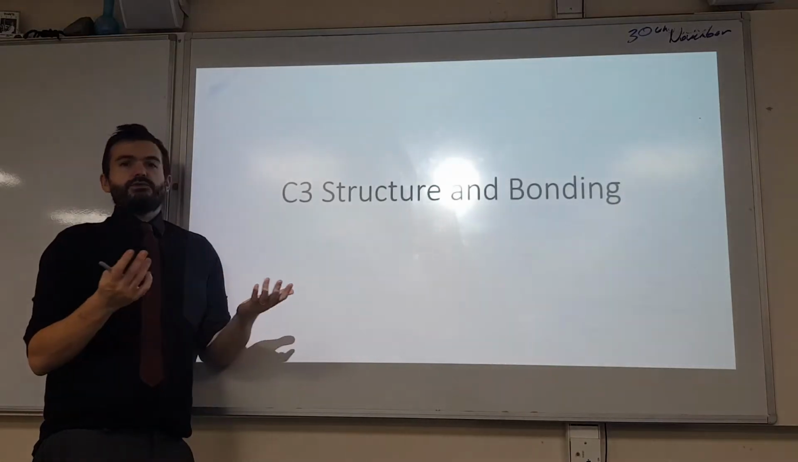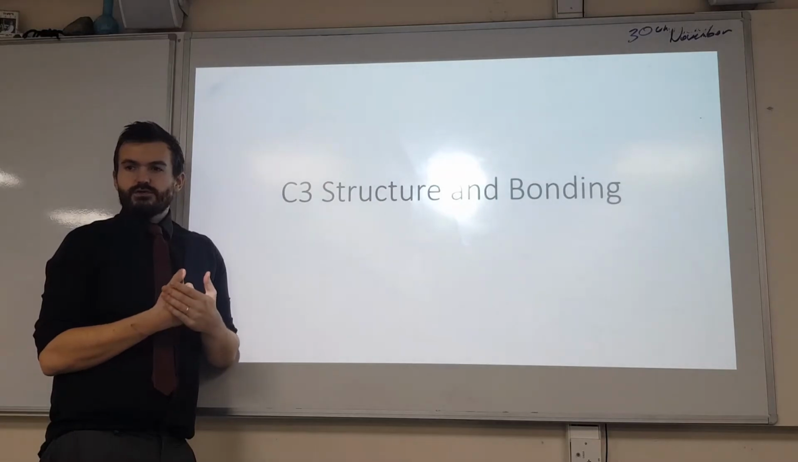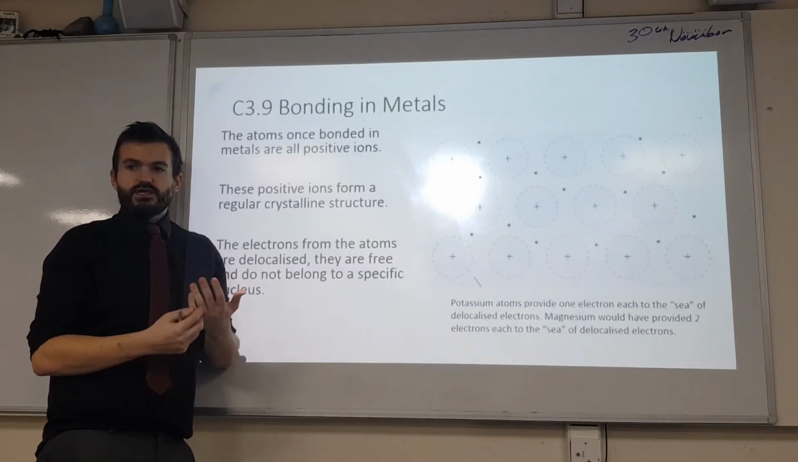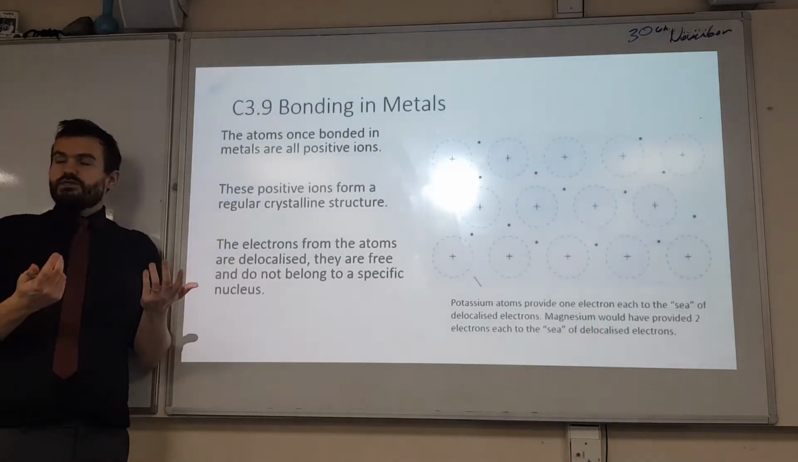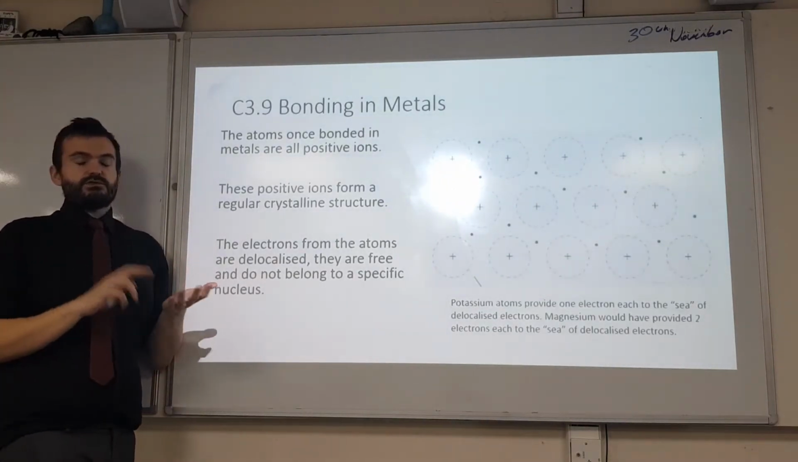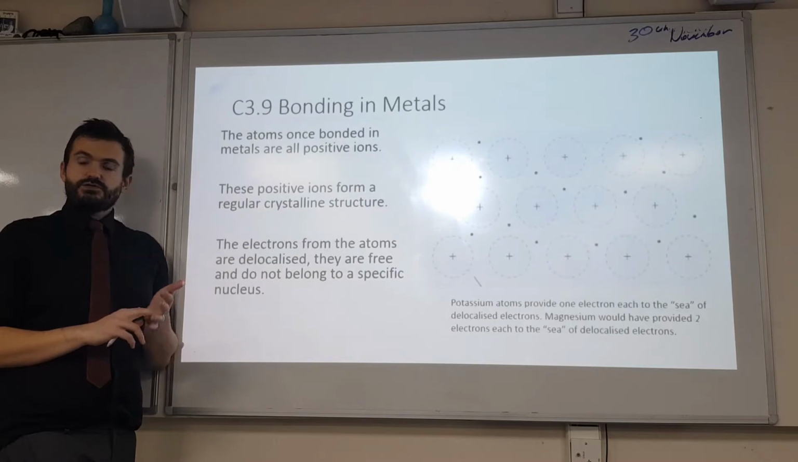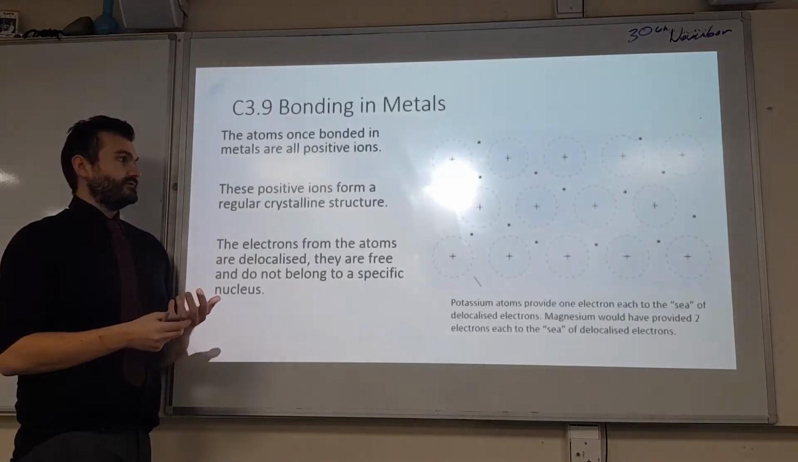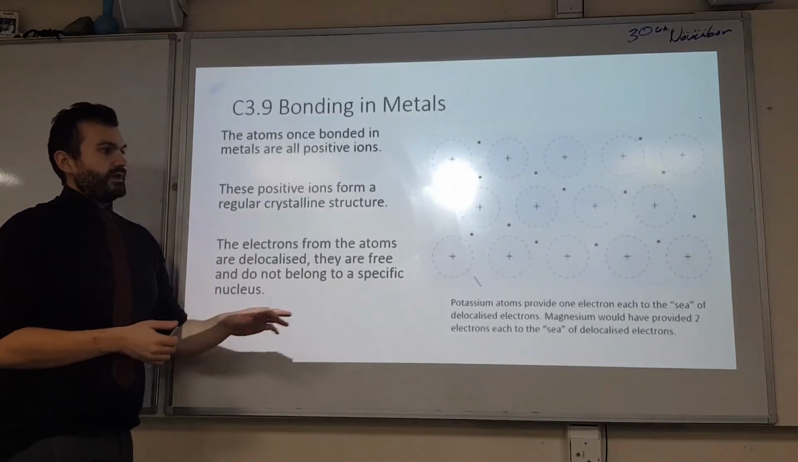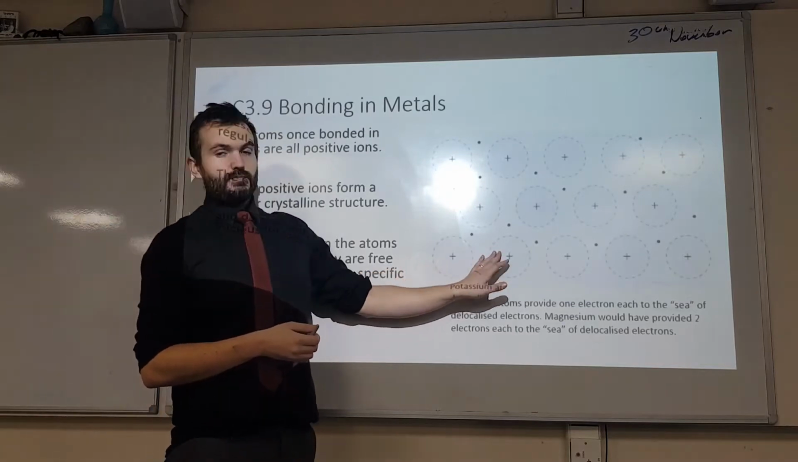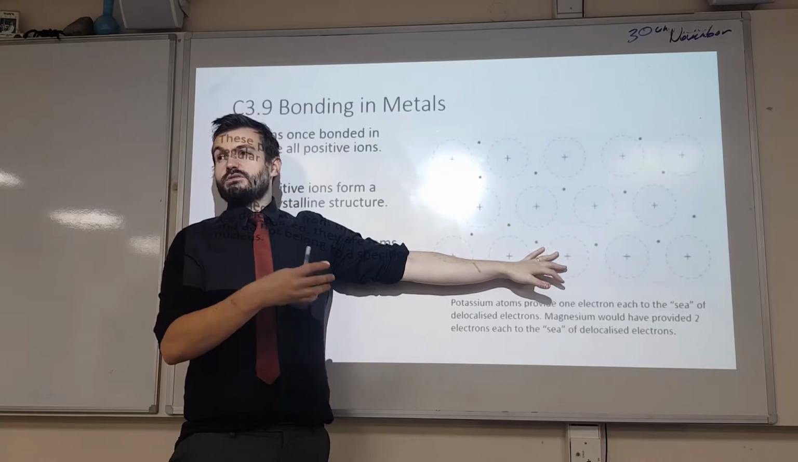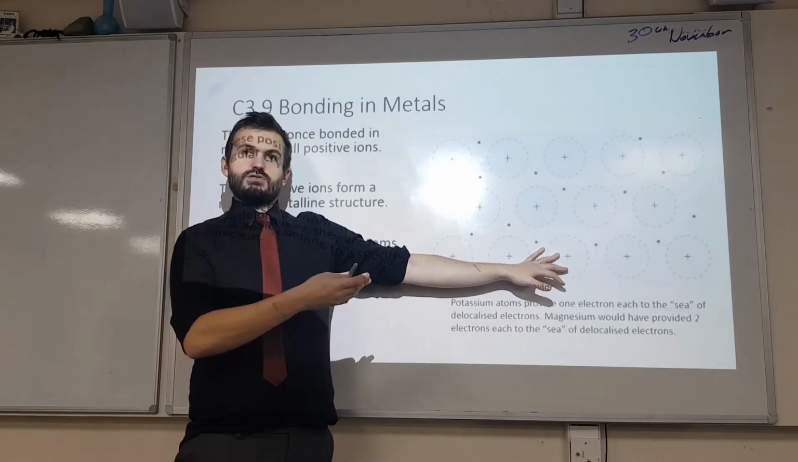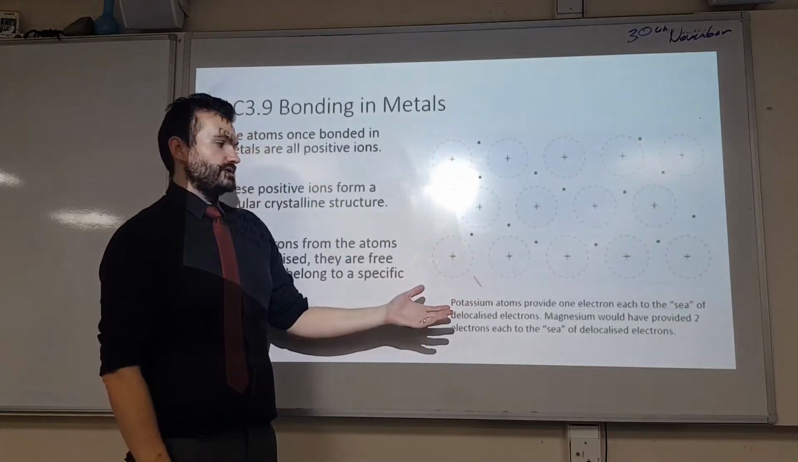Right, so we'll do the second half of structure and bonding. We're going to start with bonding in metals. Similar to ionic structures, these are held together by electrostatic forces. We have our positive atoms, which are generated by the metals. When the metal is in the metallic structure, it gives away some of its electrons.